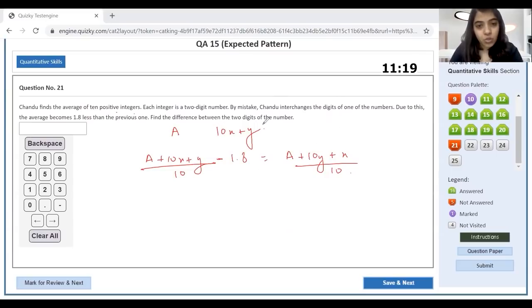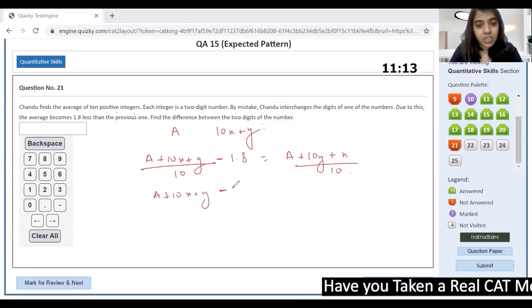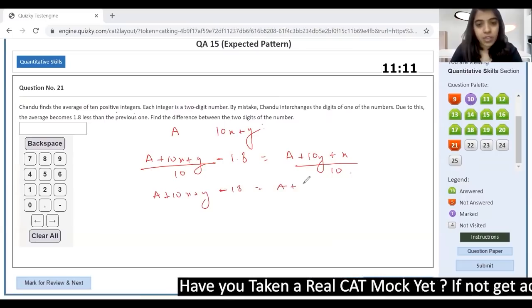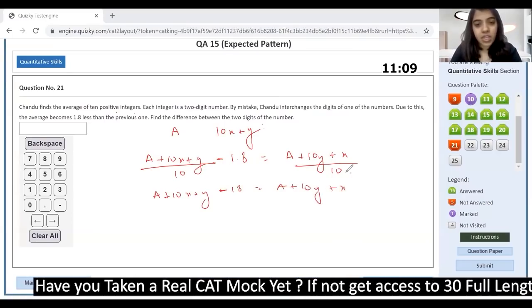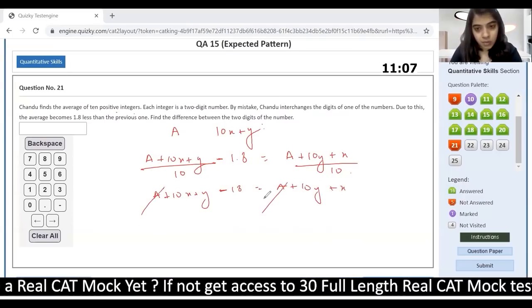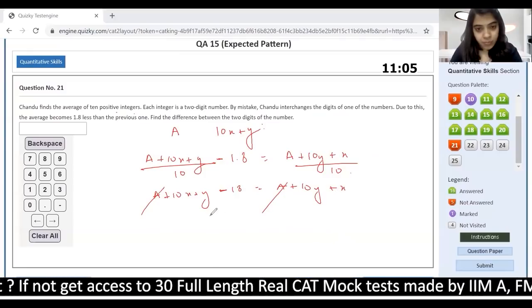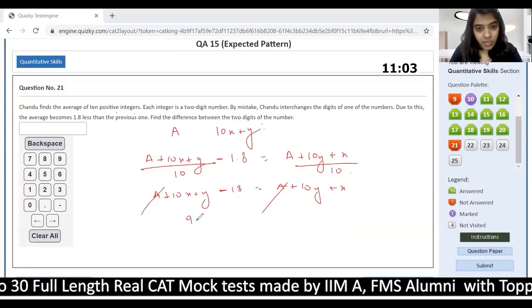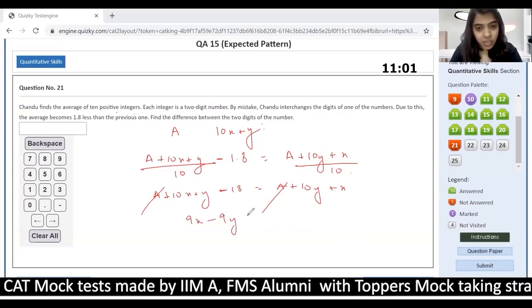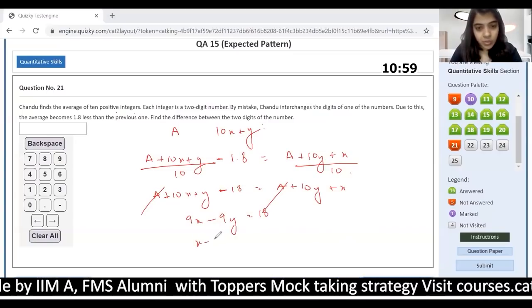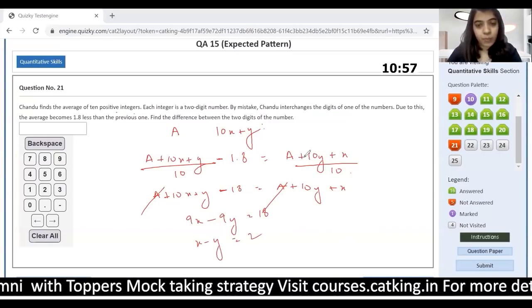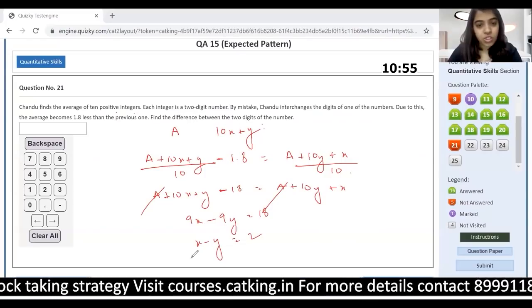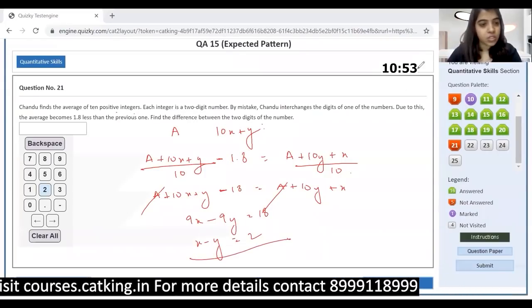Find the difference between the 2 digits of the number. Fine. So let's solve this one. A plus 10x plus y minus 18 equals A plus 10y plus x. 10 gets cancelled. A gets cancelled. So what do we have? 9x minus 9y is equal to 18. So x minus y is equal to what? 2. The difference between the 2 digits is right in front of us, 2.